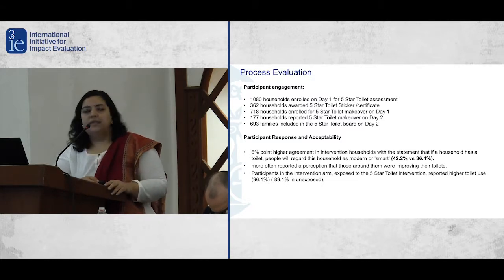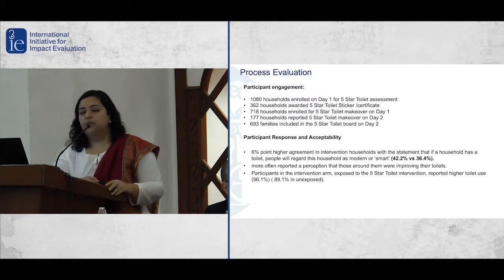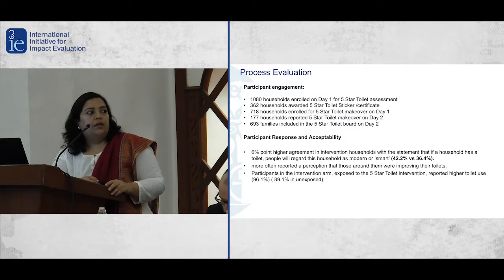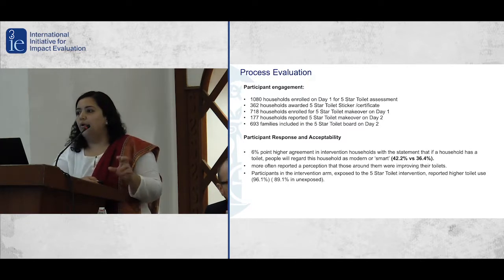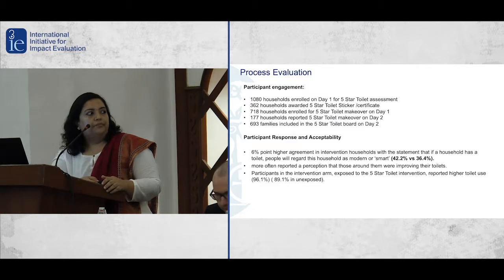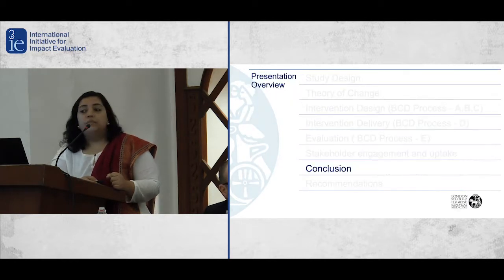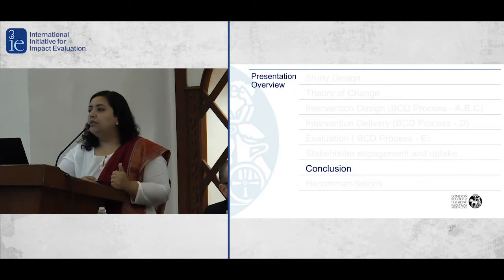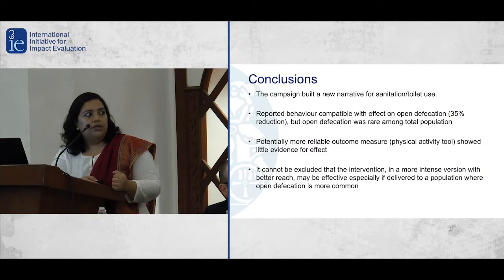In terms of response and acceptability, there was a 6 percentage point higher agreement among intervention households with the statement that if a household has a toilet, then people will regard it as modern or smart. And participants in the intervention arm who were exposed to the 5-star toilet intervention reported higher toilet use as compared to those who were not exposed. So as we see, the campaign tried to build a new narrative around toilet use.